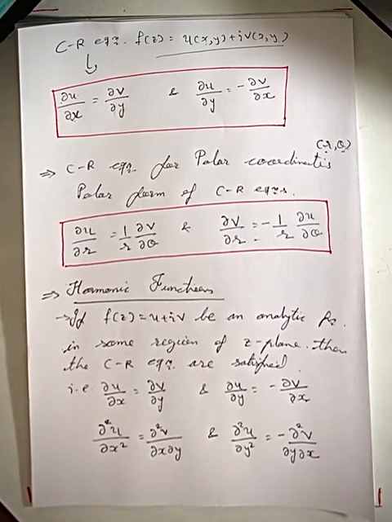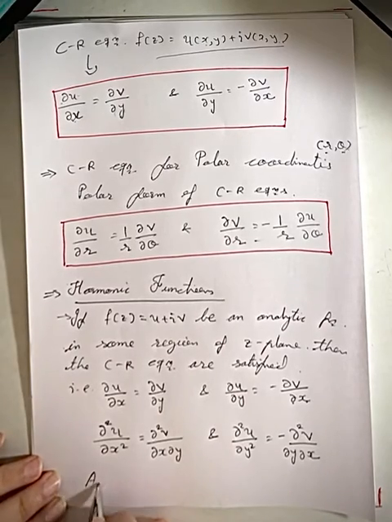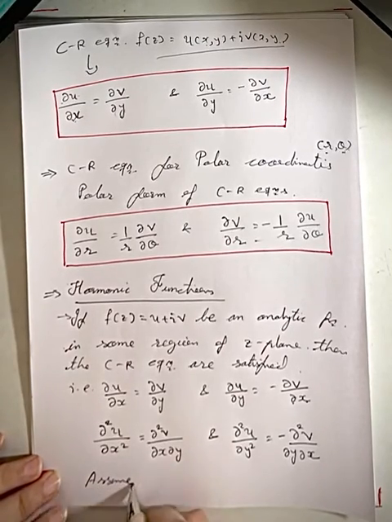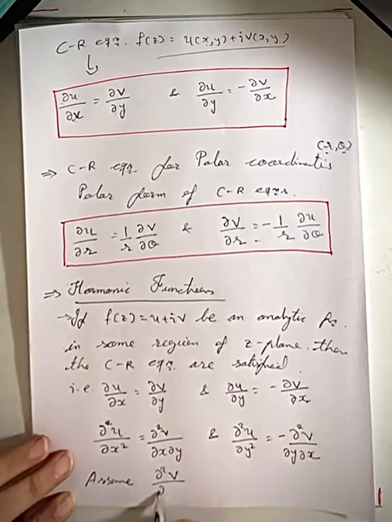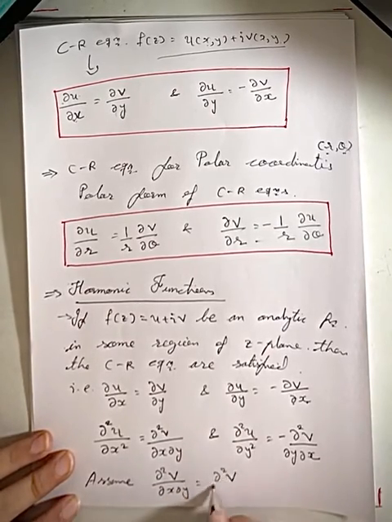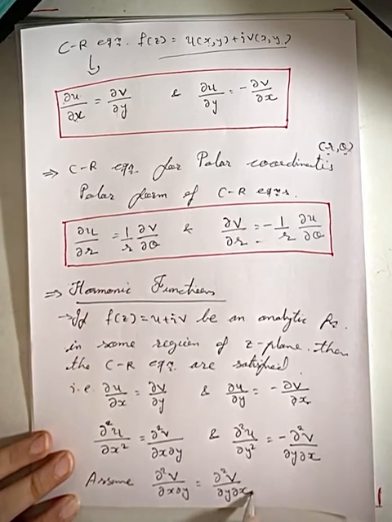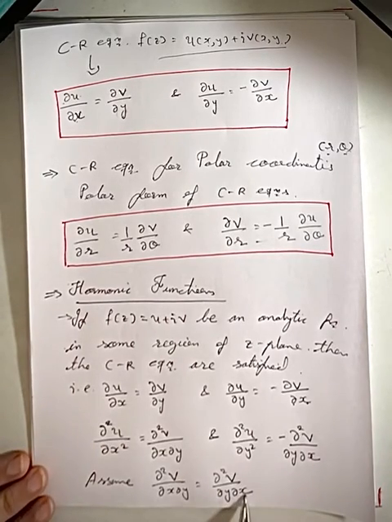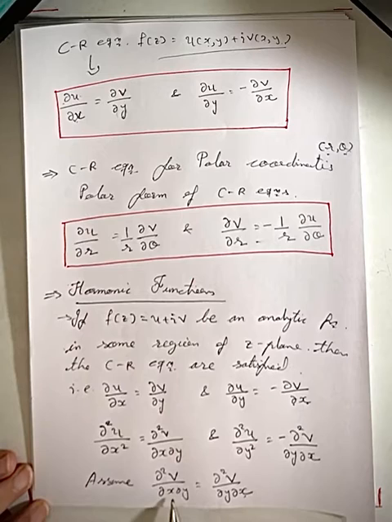Now we assume that del square v by del x del y is just equal to del square v by del y del x. So the order doesn't matter. The final answer should be just the same.